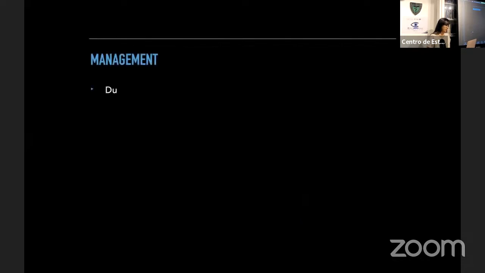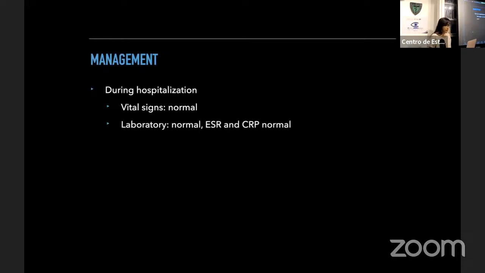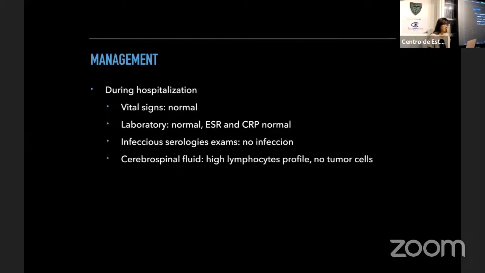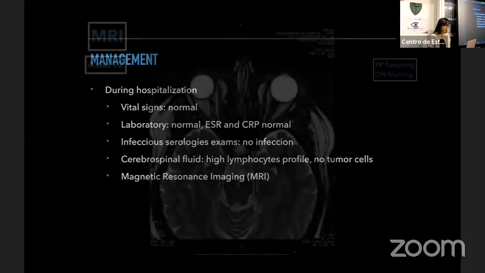And so for the management, during hospitalization the hematology team found the vital signs were normal, and laboratory tests were also normal. ESR and CRP were normal. The infectious serology showed no infection, and his cerebrospinal fluid showed a high lymphocyte profile and no tumor cells. And the MRI, I'll show the pictures.